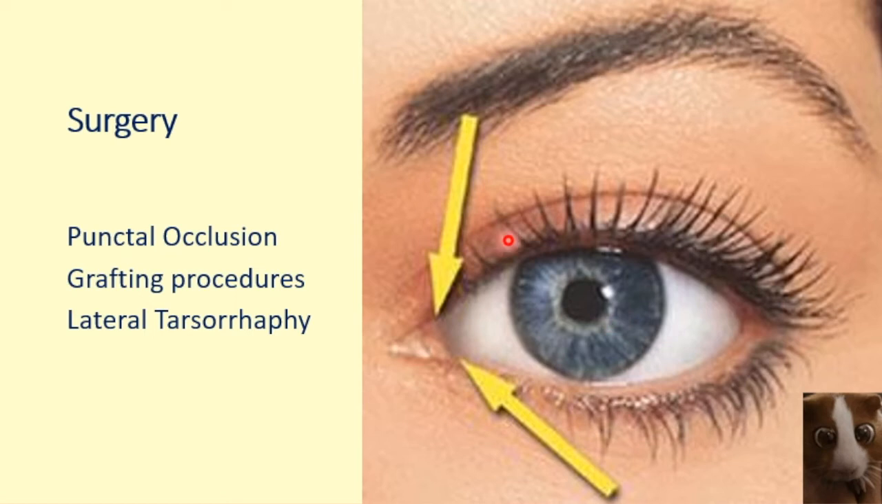Then we also have your grafting procedures. The purpose of your grafting procedures is to create an artificial graft that would allow for the lubrication also of your eyes. Then we have your lateral tarsorrhaphy. We discussed tarsorrhaphy earlier. The purpose of your tarsorrhaphy again is to facilitate the closure of your eyelids.